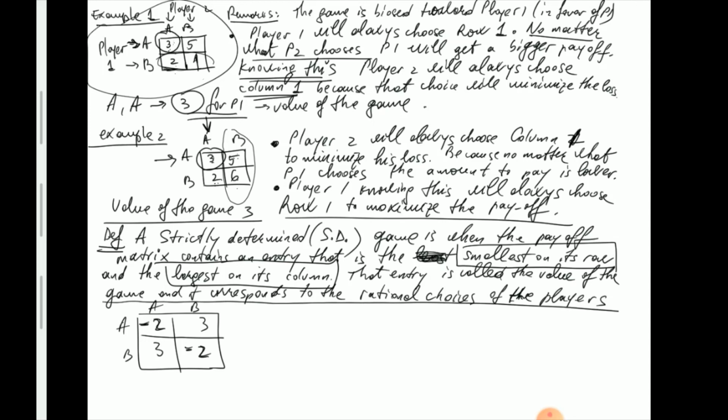So you look at each entry, right? What's the lowest on row 1? That's -2. That's the lowest on row 1. But -2 is not the largest on column 1. What about the other -2 on the second row? That's the smallest on its row, but for sure it's not the largest on its column. So basically we do not have any element with these properties. Therefore, this one is not a strictly determined game.